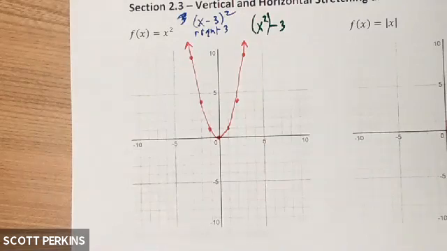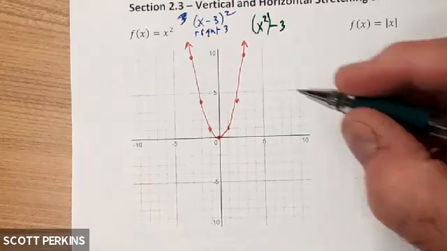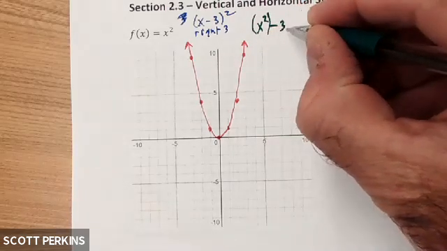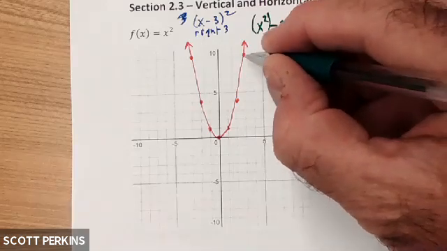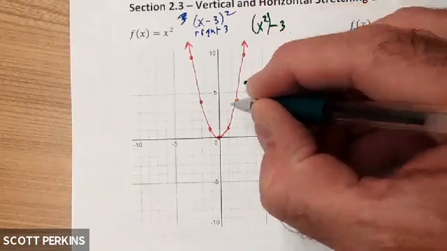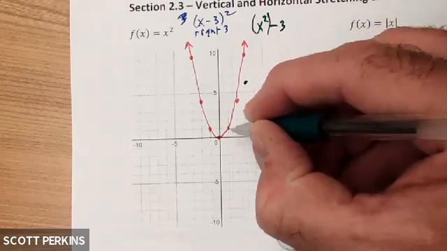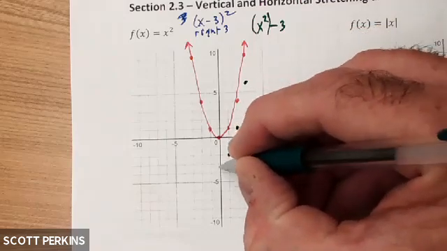Okay, we're still learning, so it's not a problem to make that mistake and to learn from it. So now for my green graph, the x squared minus 3, I'm just going to drop all these points down 3. This is just a nice straight translation down.